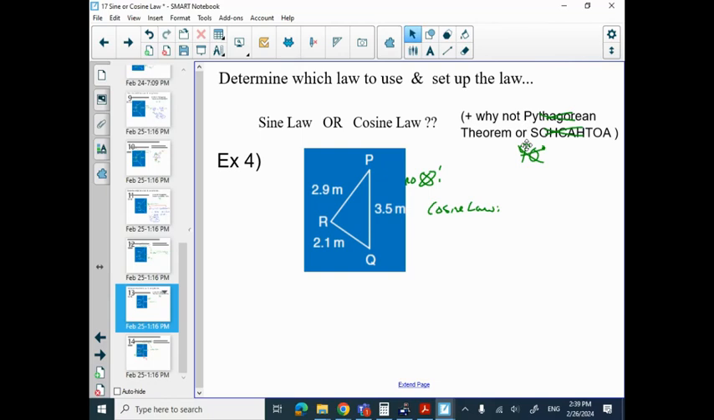So we can pick whatever we want. So let's solve for Q. I'm going to solve for Q. I'm going to start with angle Q. Right, solve for Q. That means I'm going to have side Q, or the one opposite it, all the way over here. So 2.9 squared. Right, again, we've got side and opposite angle paired up.